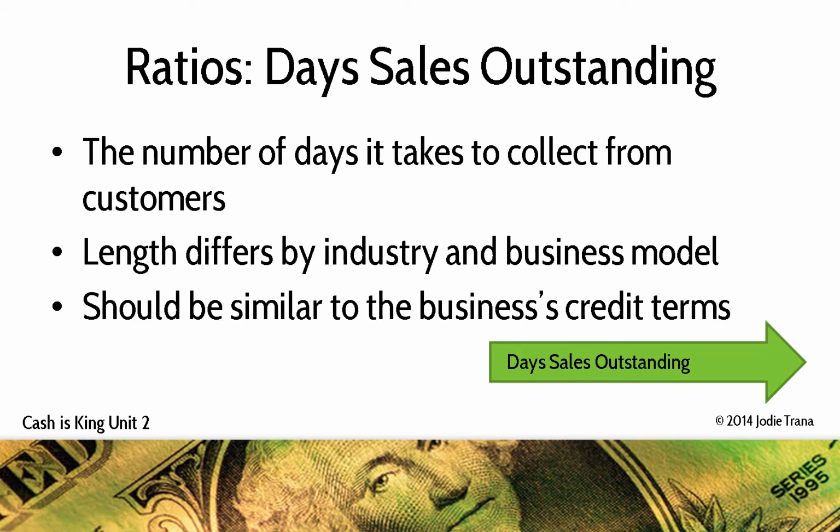The days sales outstanding measures the number of days it takes for the business to collect cash on its sales or receivables. This measurement is similar to your company policies. For example, if your company allows its customers to pay their bills within, let's say, 30 days, the days sales outstanding figure should be somewhere near 30.